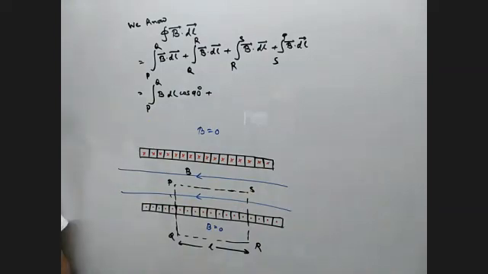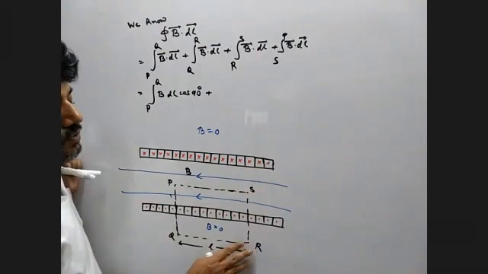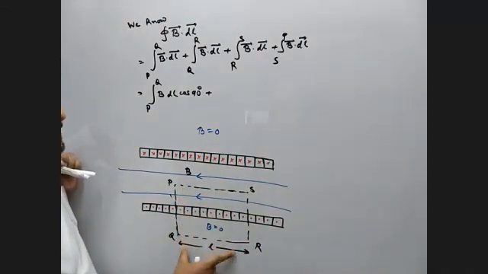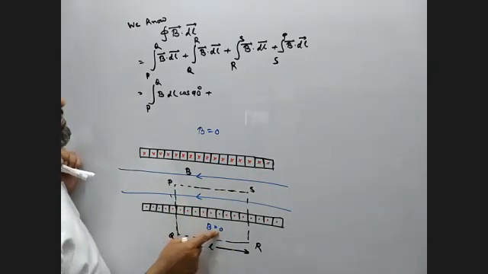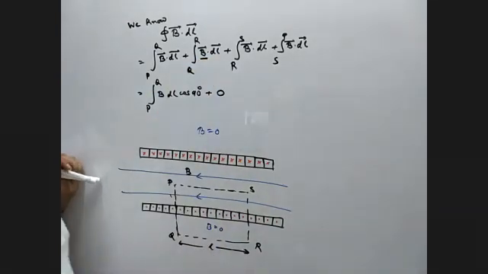Yes, sir. When we move from Q to R, see, this Q to R point is outside the solenoid. So outside the solenoid the magnetic field is 0. As my magnetic field is 0, I can write it as 0.